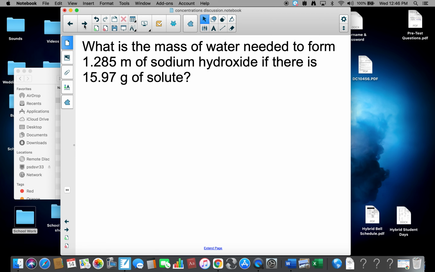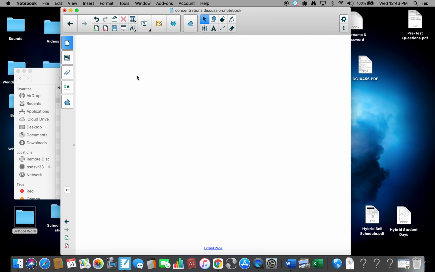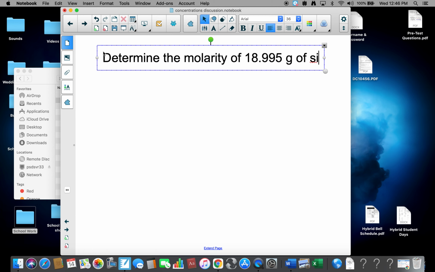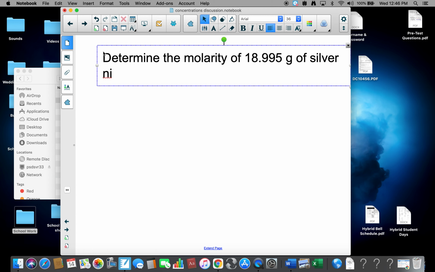So let's add 2 more problems here. I want you to determine the molarity of 18.995 grams of silver nitrate in 255.55 milliliters of solution.